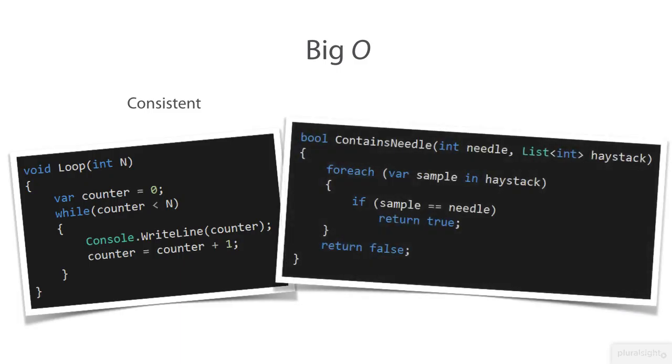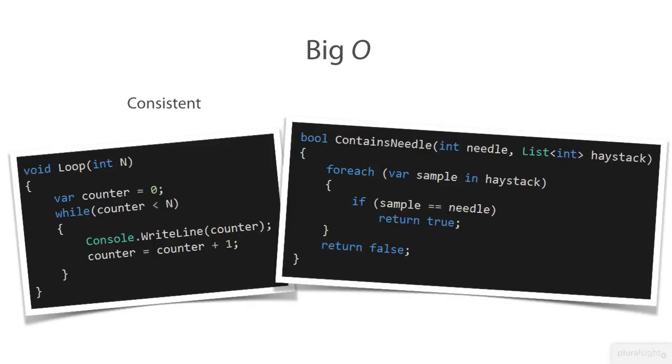Here you see another example of a method, contains needle, that takes an integer, our needle, and a list of integers, our haystack. The function compares all entries in the haystack with the needle, and in the case of a match, it returns true. In case of no match, it returns false.